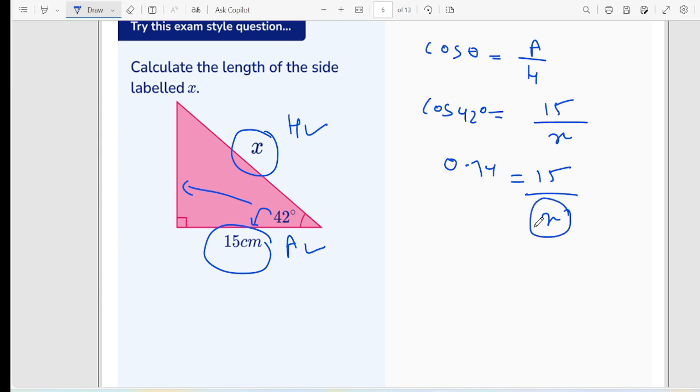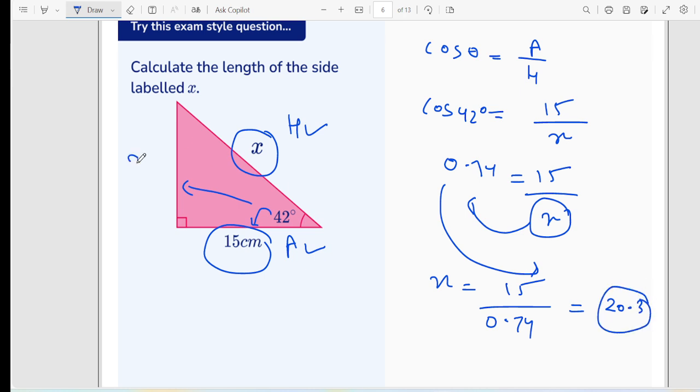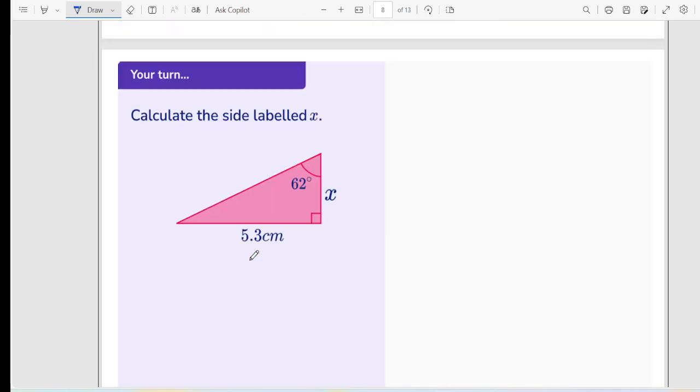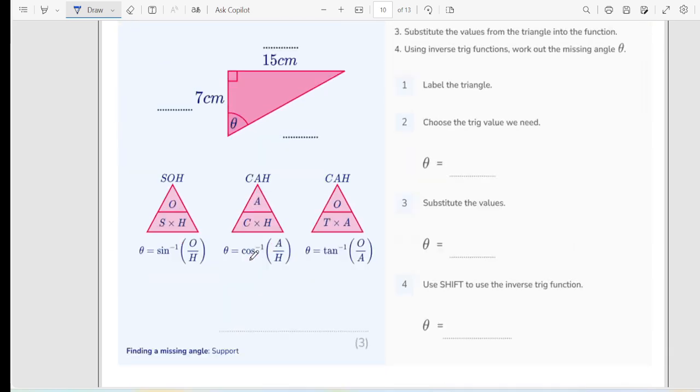Now I have to find the value of x. So this x will go there, and this value would come down. So x is 15 over 0.74. If I divide 15 by 0.74, that would give me 20.3. So 20.3 centimeter is my hypotenuse. That's how we use trigonometric ratios to find different sides.